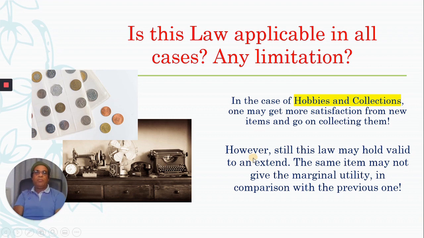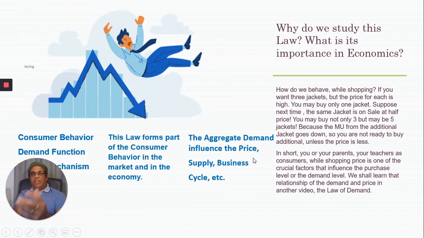And then why do we study this law? What is the importance in economics? It's a very big importance because in the market there are two forces, the demand force and the availability of goods and services. So as our additional utility is coming down, we are not ready to buy additional units unless the price is also coming down. So all this consumer behavior, demand function, of course, next video I do the law of demand and demand function, elasticity of demand, and all these form the consumer behavior.